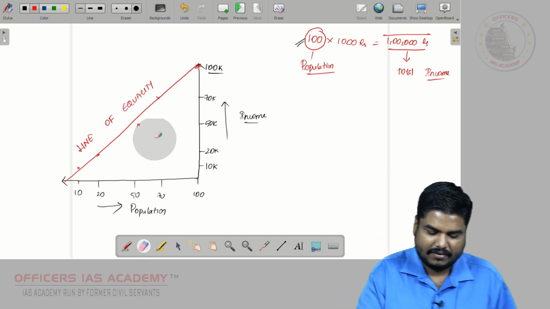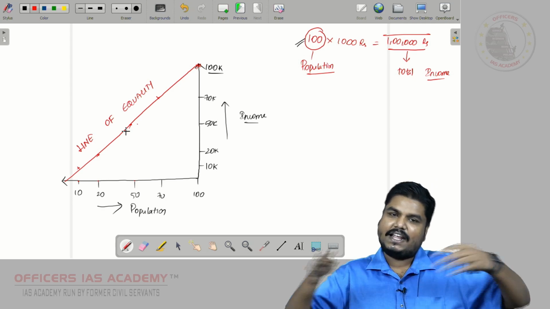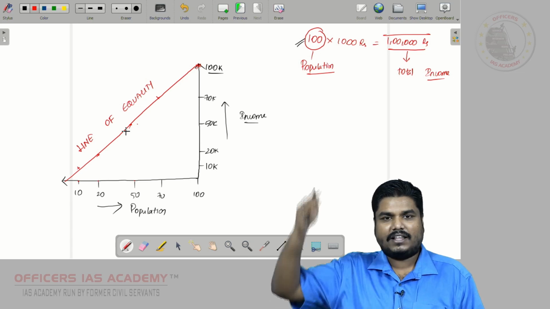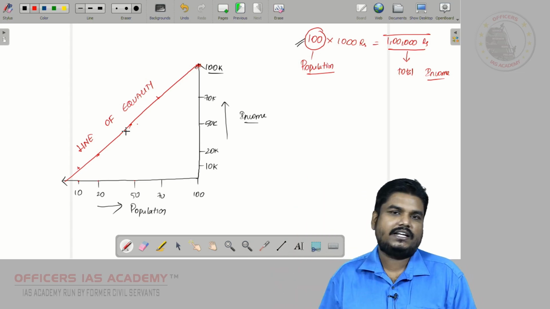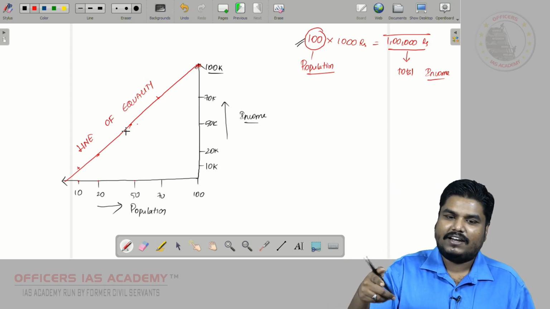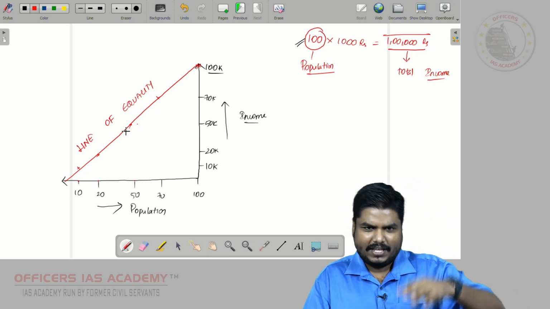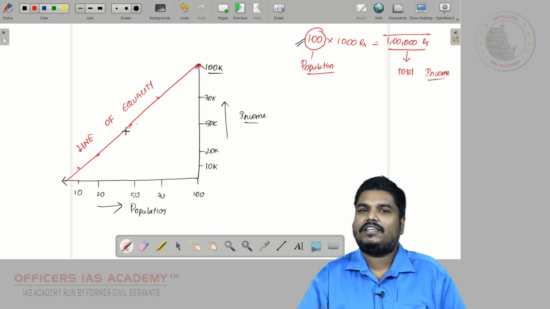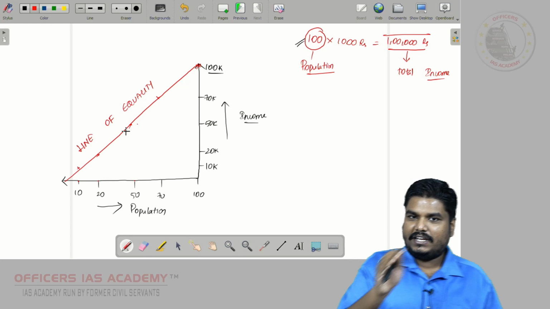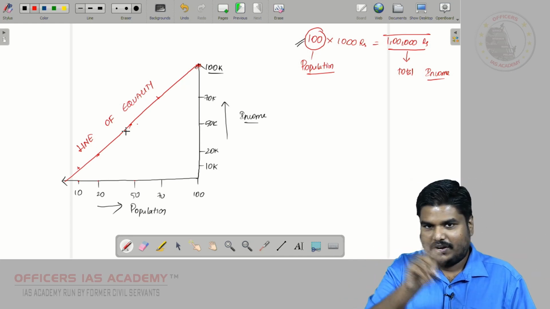Keep it in mind. Line of equality means, in any country, we are plotting population against the corresponding cumulative income generated. If I get a diagonal line like this, then we say that country has perfect income equality. Everybody is earning equal income. There is no inequality at all. But in reality, it is not like that. You take India, you will not get a line of equality.